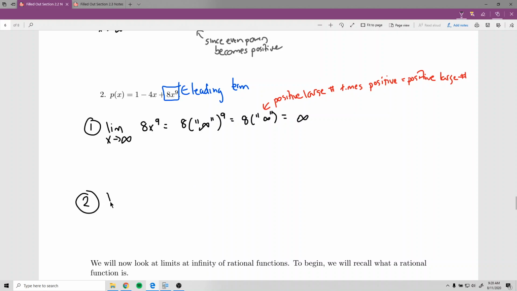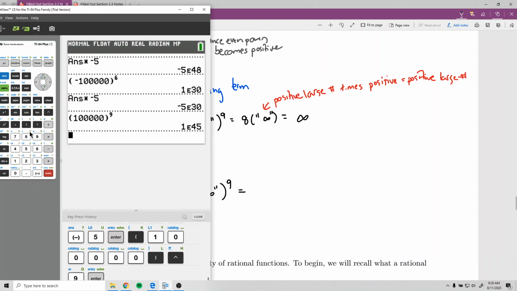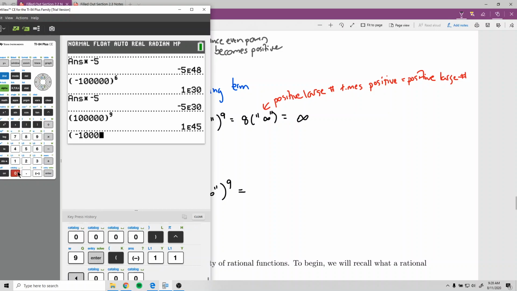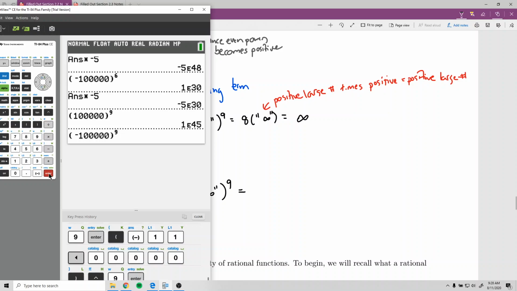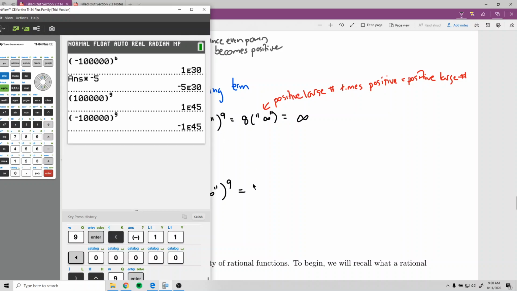And now if we want to do negative infinity, we use our leading term again. Make sure you plug in negative infinity this time. And since the power is odd here, if we have a really large negative number, it will stay negative. So let's just see that. We got negative 1000 raised to the 9th power stays negative.